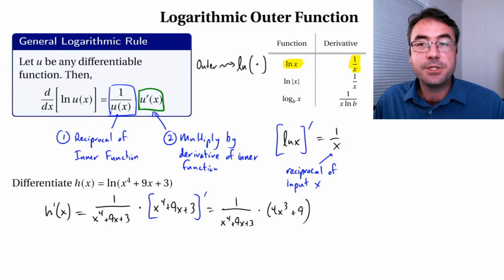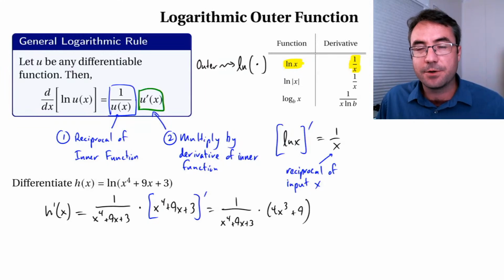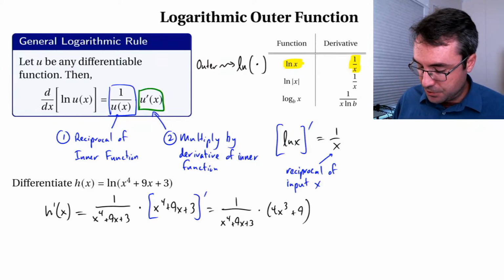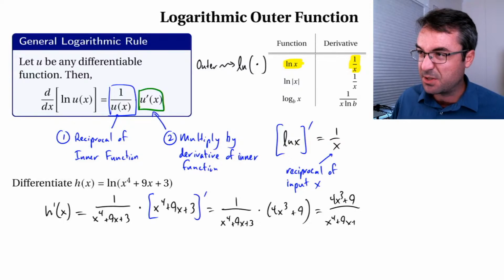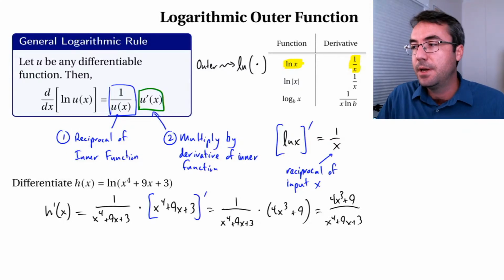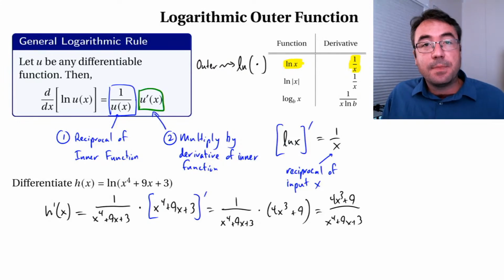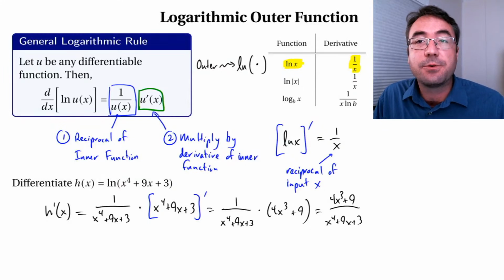So we're done differentiating. And usually it's helpful to just take that term and move it to the numerator. So just do the multiplication a little bit there. It's usually helpful to rewrite this as 4x cubed plus 9, put it on top, over x to the 4th plus 9x plus 3. So that's an example of how we implement the general log rule.